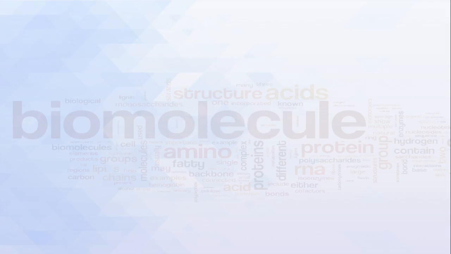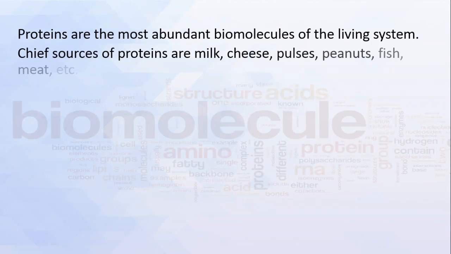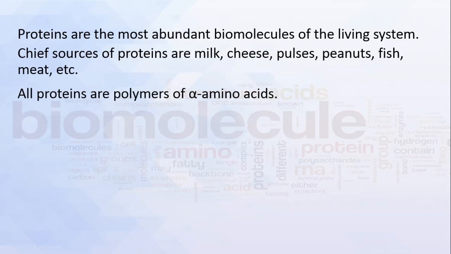Proteins. Proteins are the most abundant biomolecules of the living system. Chief sources of proteins are milk, cheese, pulses, peanuts, fish, meat, etc. All proteins are polymers of alpha amino acids.